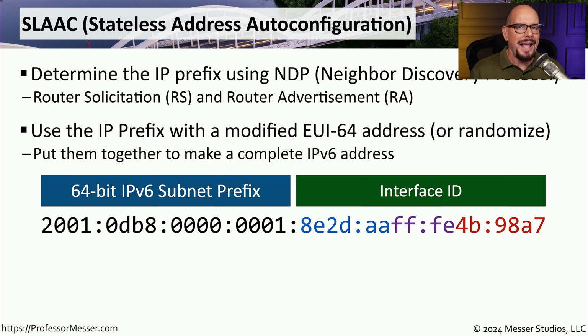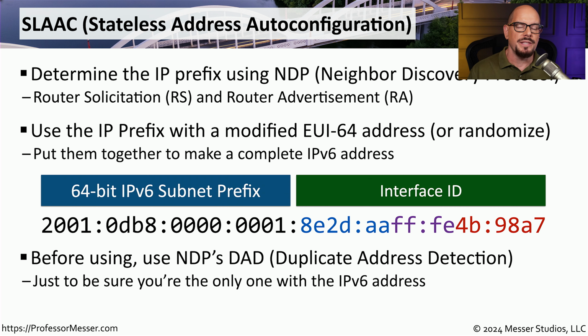But of course, that's only half of the IPv6 address. We also need what's known as the last 64 bits, or the interface ID. Many devices will take a modified version of their MAC address, put the letters FFFE in the middle to create 64 bits that it can then use as the last part of the address. Other devices will simply randomize this value to create those last 64 bits.